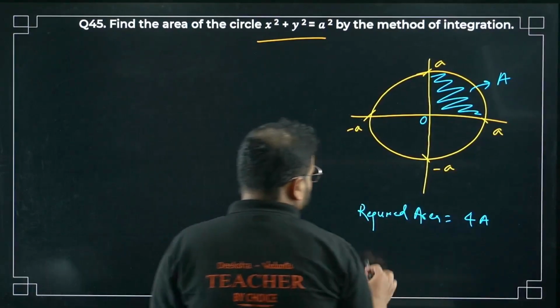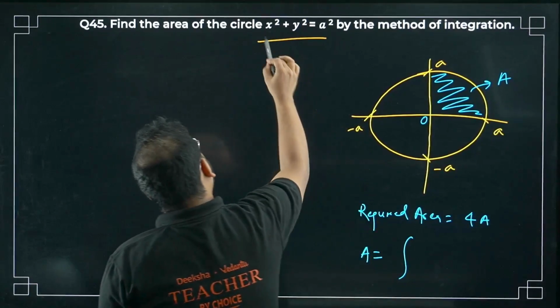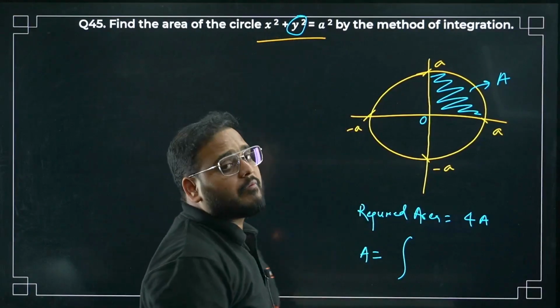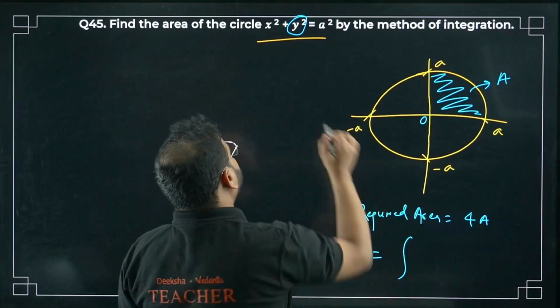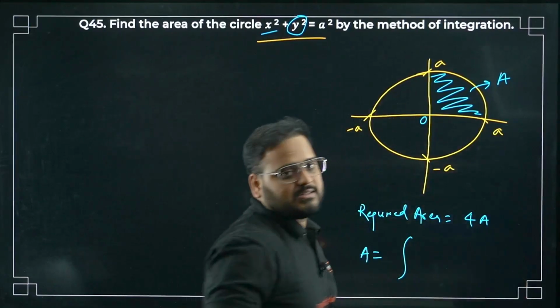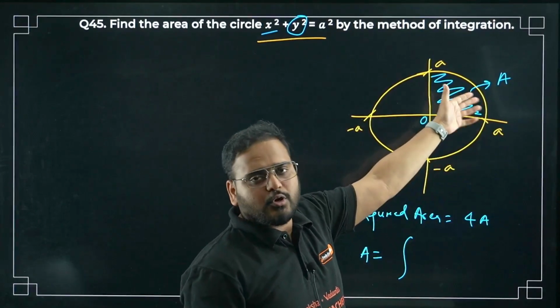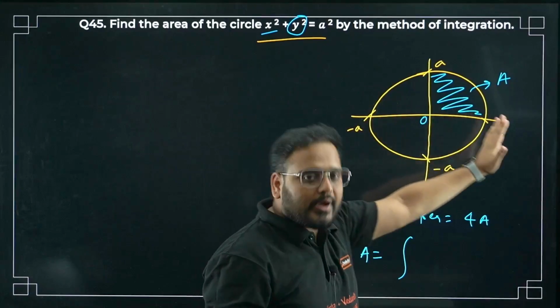So A value will be, bacha, integration of the curve. Which curve, sir? This curve, subject should be y. Why y subject? Because if I write y subject, it will become in terms of x, and then I can use the limit for x, 0 to a. I can do for y also, not a problem, but let's use 0 to a for x.